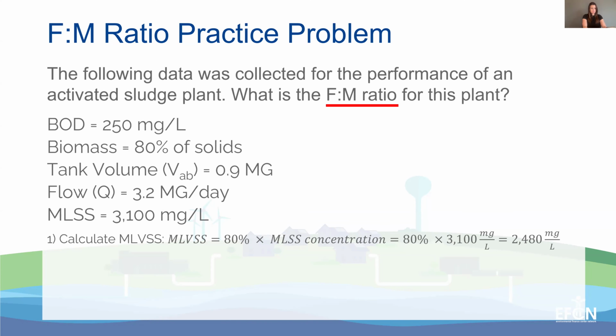So if you guys remember, the top part is going to be my BOD loading, and the bottom part will be my mass of living biomass. And we typically calculate that by taking how much liquid is in my reactor and multiplying the concentration of living suspended solids by that volume.